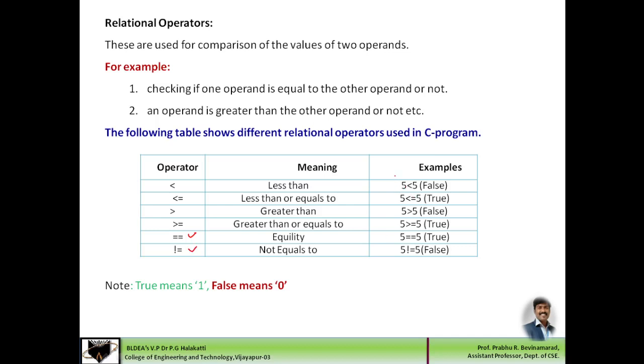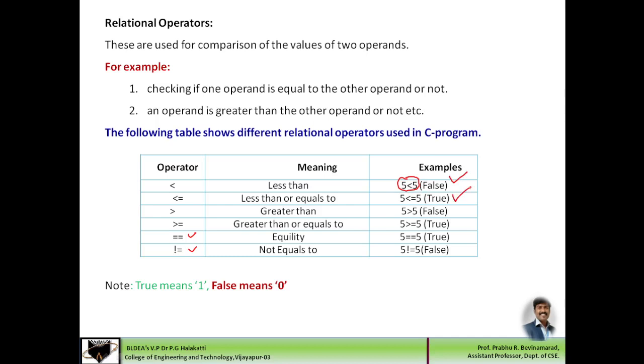Assume we have two quantities here. So I want to check whether the first quantity is less than 5. Here the first quantity is 5 and the second quantity is also 5. So 5 less than 5, what is the result? False. So 5 less than or equal to 5? Yes, it is not less than but it is equal to, therefore it is true.